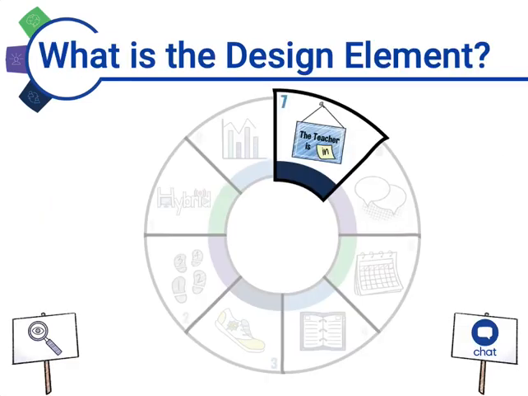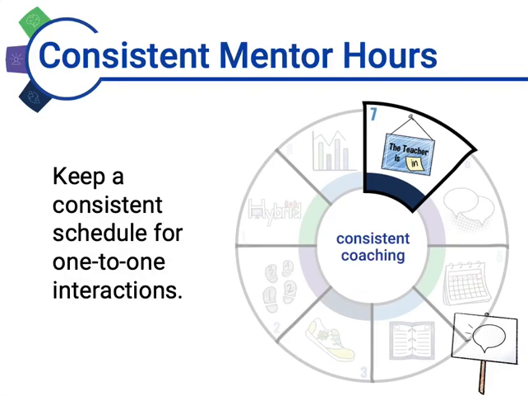Design element number 7 is consistent mentor hours. While I always want to be available to my learners, and that's an important element of working effectively with at-risk learners, it's also really important that they know exactly when they can get help. So I like to have consistent coaching hours.